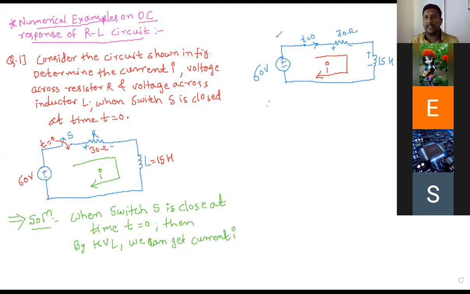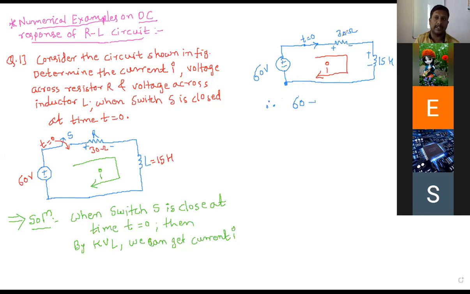So by applying the KVL, what is the equation now? Start from this point, go in a clockwise direction. Minus to plus, 60, right? Yes. Next come to here. Plus to minus is there, that's why minus.